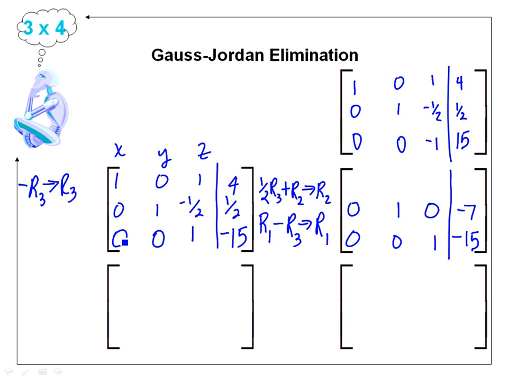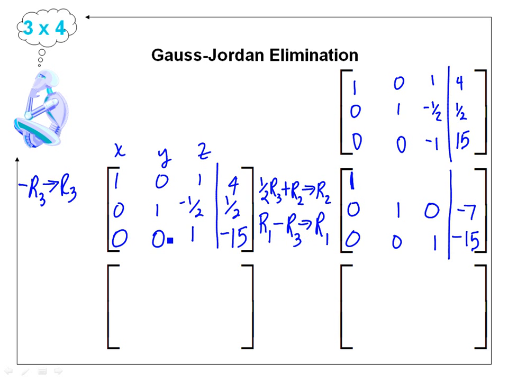1 minus 0 is 1. And that's what we want. We don't want a negative 1 here. That's why I did not do row 3 minus row 1. Because that would have been 0 minus 1, which would make this negative 1. We don't want that to be a negative 1. We want it to be the positive leading one. Okay? So row 1 minus row 3.